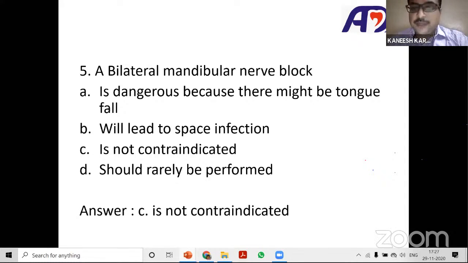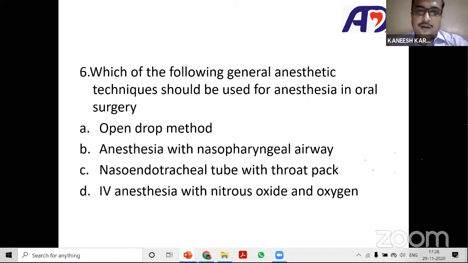Motor supply is by the hypoglossal nerve, and actually the posterior-most part of the tongue is supplied by the vagus nerve. So we will not anesthetize any motor muscles to cause tongue fallback. We will only anesthetize the normal sensation in the anterior two-thirds. So the patient might have difficulty in talking for 2 hours. There will not be any tongue fall. It is not contraindicated. You can always give a bilateral inferior alveolar nerve block or mandibular nerve block.